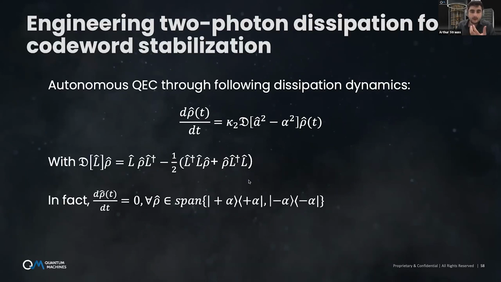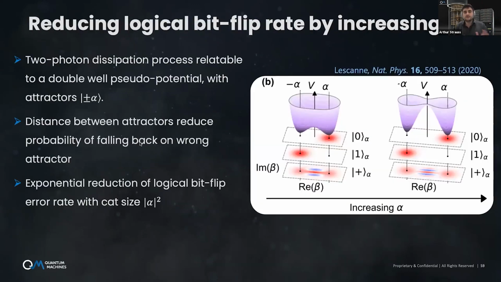So now the question is, how do we build such a system? And also, does it really prevent me from getting any errors? To understand more about how this dissipation process prevents you from getting any error, let's go very quickly to the semi-classical approximation. In the semi-classical picture, you could imagine this two-photon dissipation process acting as a double well potential. As you can see here, if you are able to synthesize such dynamics, you will have this double well potential. And the attractors, the two bottoms of the wells, are actually your plus and minus alpha states.